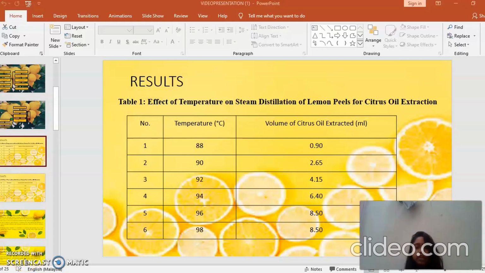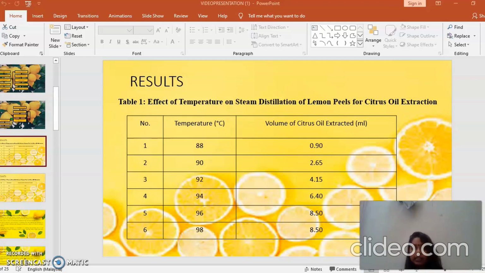I'm going to explain about our results that we get from our steam distillation of lemon peels for citrus oil extraction experiment. Our manipulated variables are effect of temperature and effect of time. So table 1 is about effect of temperature. At 88 degrees Celsius, our volume of citrus oil extracted is 0.90 milliliter.